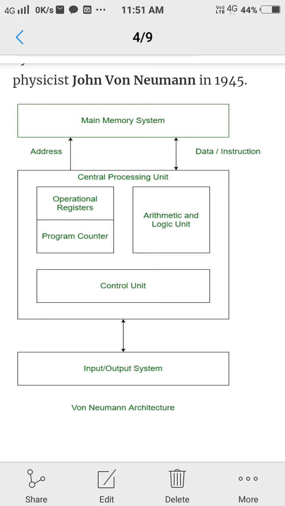Nowadays we use the advanced one, that is the Harvard architecture. Von Neumann architecture is the architecture which is based on stored program computer, and it is the ancient microprocessor architecture. So you can see the diagram of von Neumann architecture. It was developed in 1945.